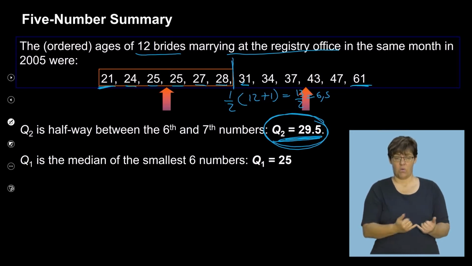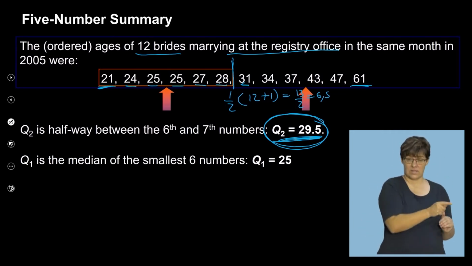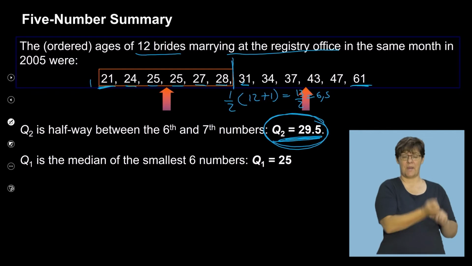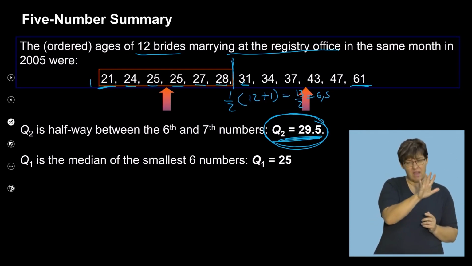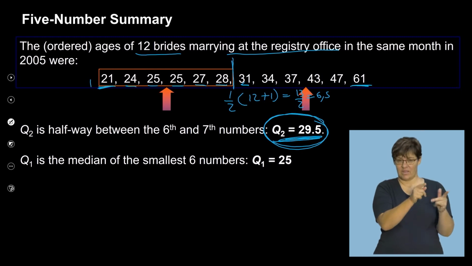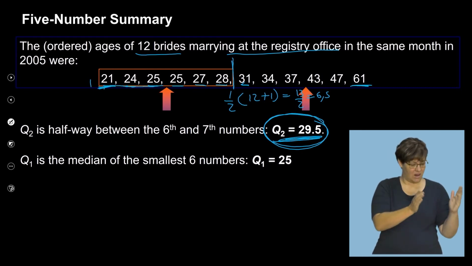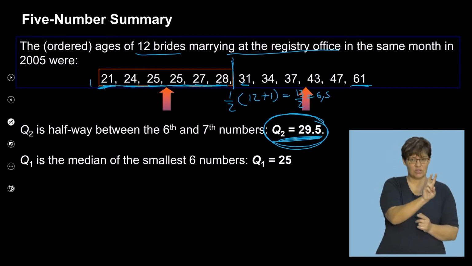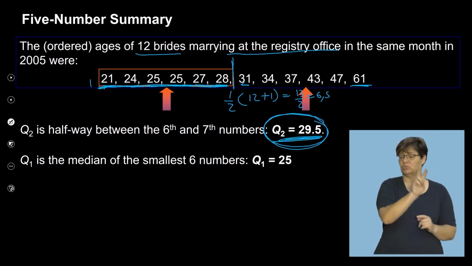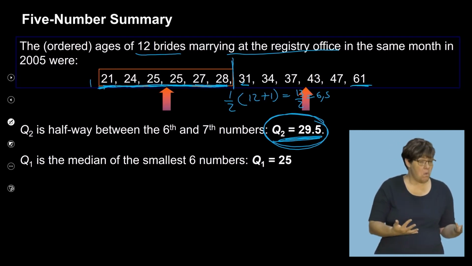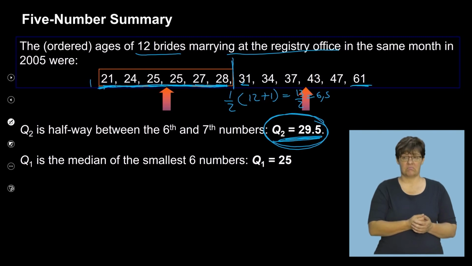Then Q1, we can find it there, where I've highlighted. It's between 25 and 25, which is actually the median from there to there. So it's 25 plus 25 divided by 2 by just looking. Or you can go, okay, quarter.